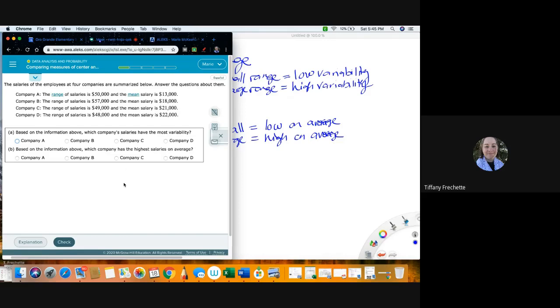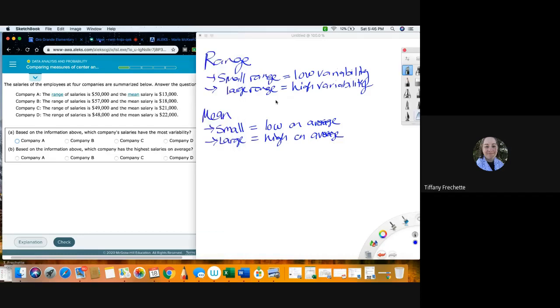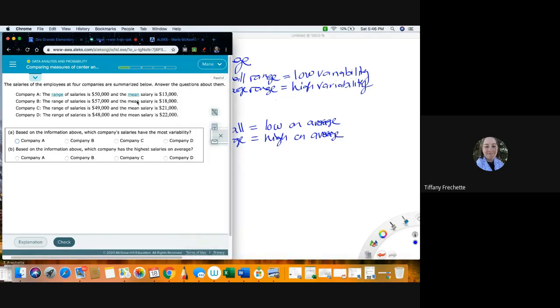Based on the information above, which company's salaries have the most variability? So let's go back over here. Variability is in the range category. And for most, least, high, low, again, we need to match up those words. So most would go with high. So we want to look for a large range. So let's go to the ranges here, and we want to look for the biggest number. And 57 is the winner, so company B.